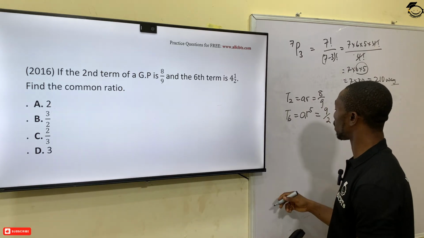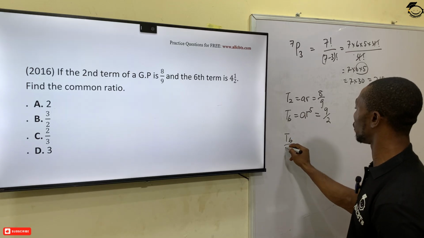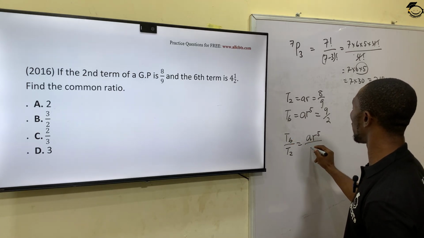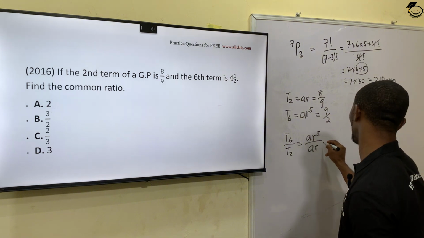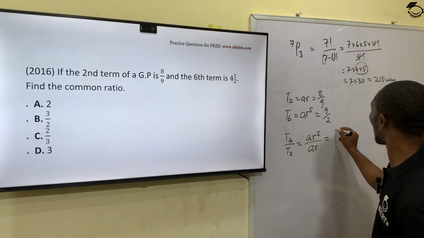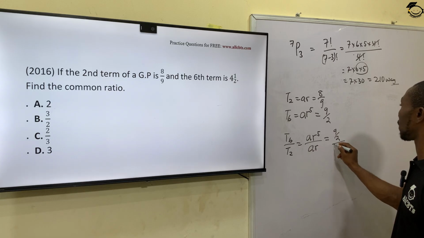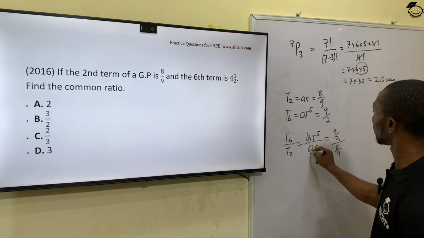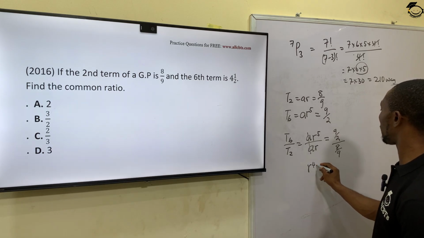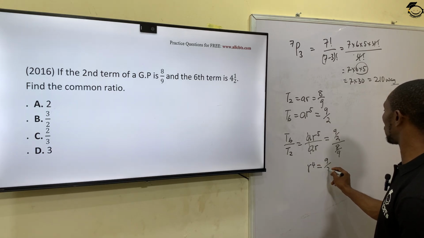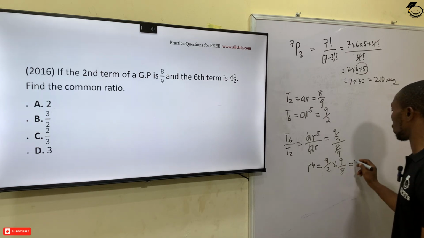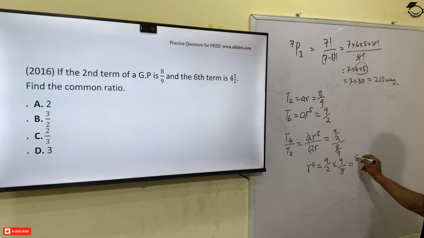For us to find the common ratio, we'll be doing T6 over T2, which is AR raised to power 5 over AR, which is 9 over 2 divided by 8 over 9. Now, doing our inverse, we have R raised to power 4 equals 9 over 2 times 9 over 8. So this gives us 9 times 9, 81 over 16.